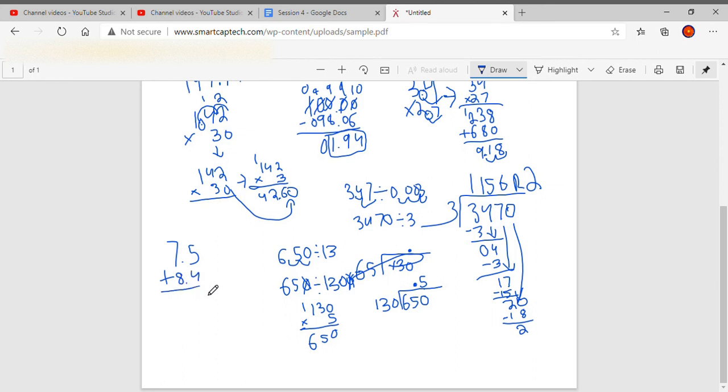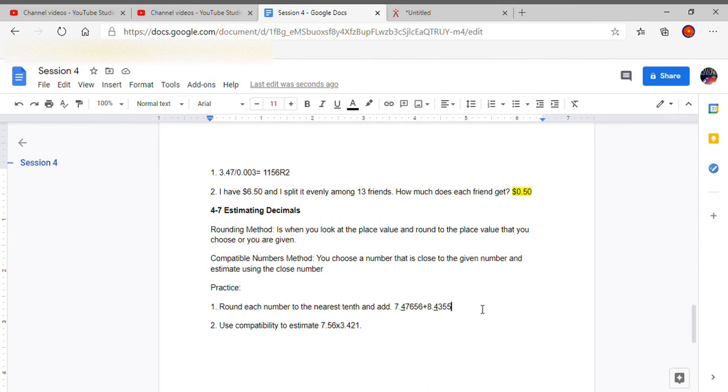Or you change them to zeros. But when the zeros are going after a decimal point, it's the same thing as not having them. So these are, ironically, once again, aligned through place value and how many numbers. So let's add. We get 15.9. So this is rounding to 7.5 plus 8.4, and then we get 15.9.